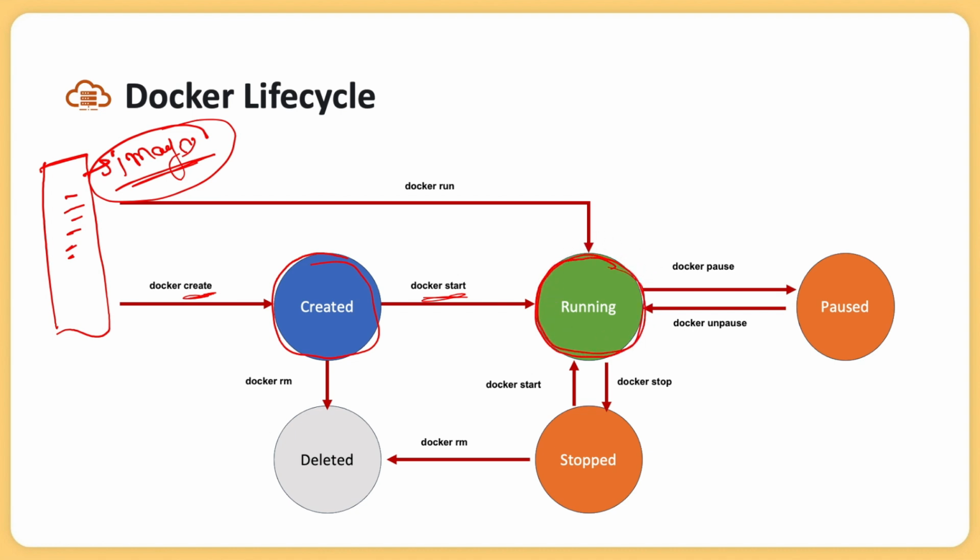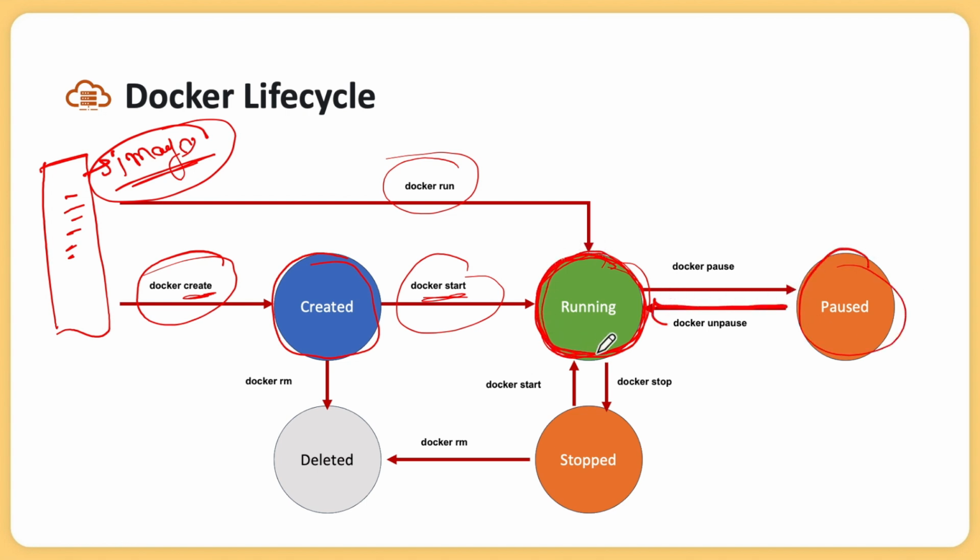But if you want to combine both creating and starting your container, then you can use docker run. What docker run does is it will create and also start, so your container will be running. Once your container is running, you can pause it, and if it is paused, you can unpause it, then your container will be running. When it's running, you can also stop it using the command docker stop. Then again you can start it if it is stopped.